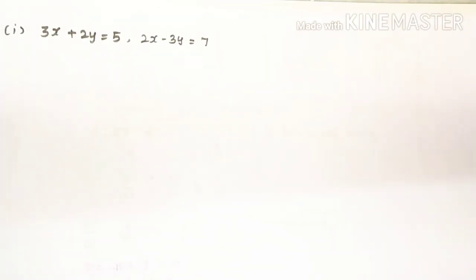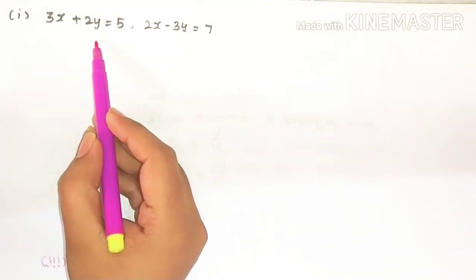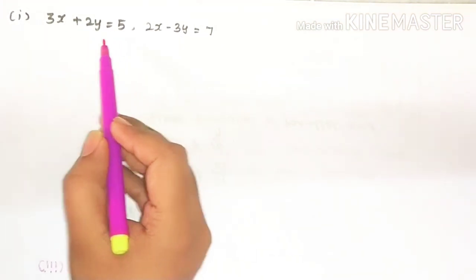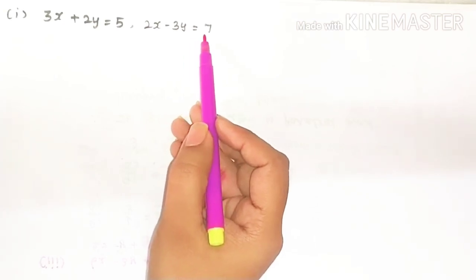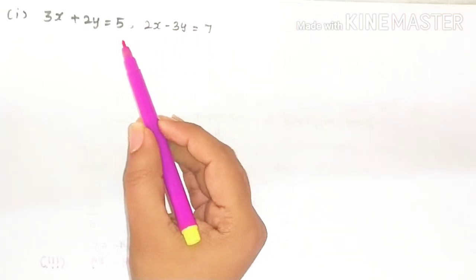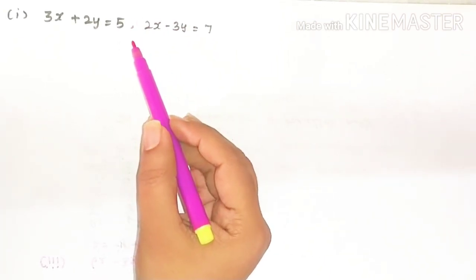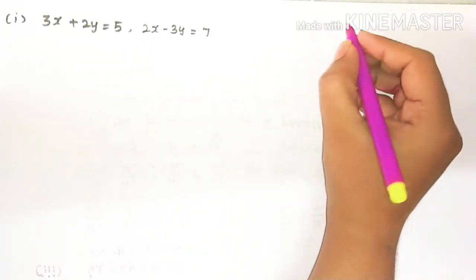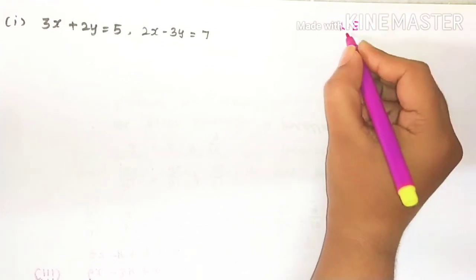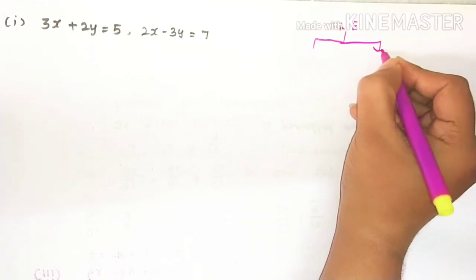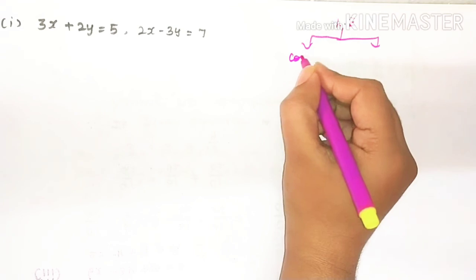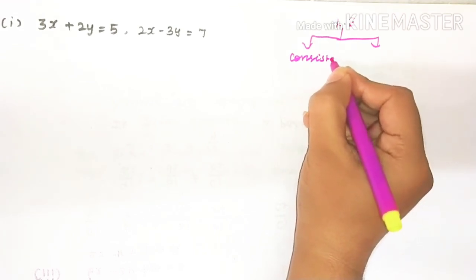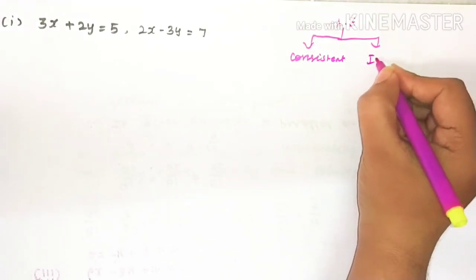So the first sum is 3x plus 2y equal to 5, and 2x minus 3y equal to 7. We have to check whether the given equations are consistent or inconsistent. So listen, let me recall for you. Linear equations we divide into two types: one is consistent, another one is inconsistent.